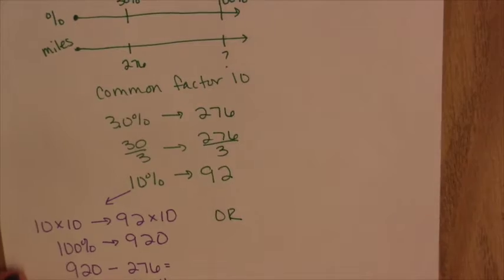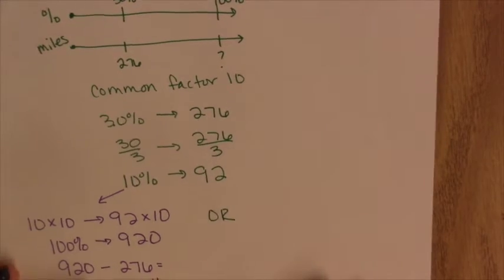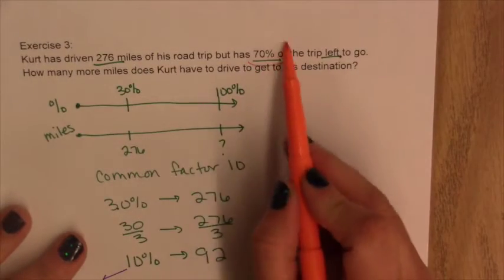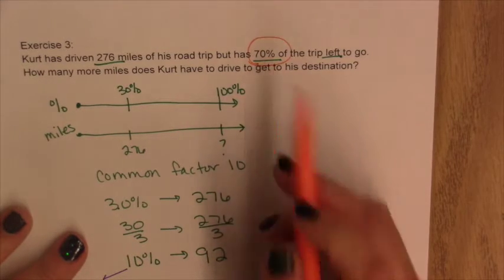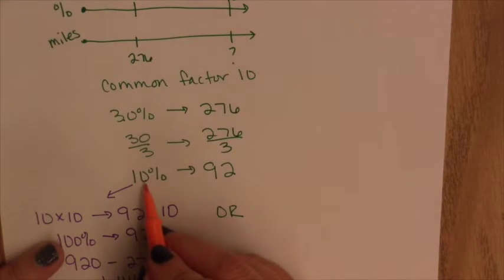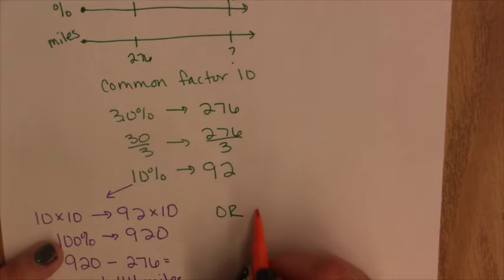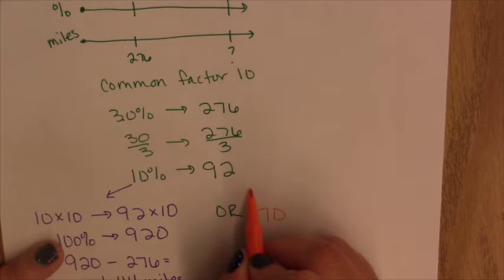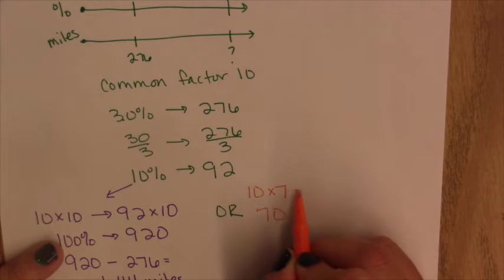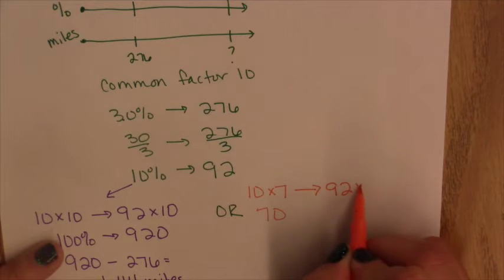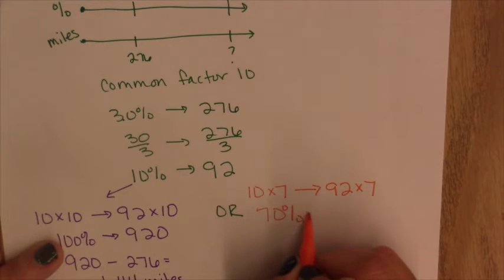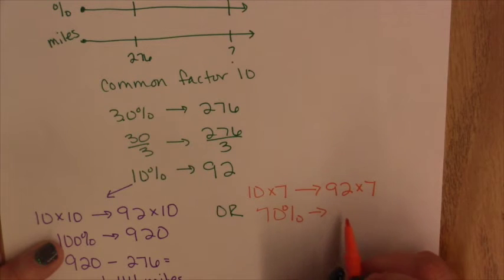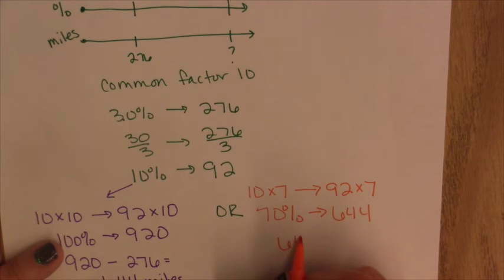we could figure out what percentage of the trip he has left to go, which they gave us up here in the problem. So he has 70% left. All right, so again, we know 10% is 92 miles, and he has 70% left to go. So to get to 70, I would do 10 times 7, so I would do 92 times 7 as well. So 70% would be equal to 644. So we get the same answer, that he has 644 miles left.